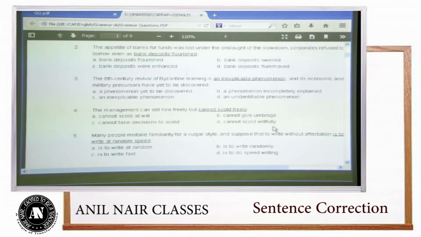B changes the meaning when it says incompletely. Inexplicable does not mean incompletely. In sentence correction, you need to take care that the sentence doesn't change the meaning when you make the required modifications. So B, because it changes the meaning, won't be the answer. D says unidentifiable, which again cannot be the case here because we are talking about the revival of learning. So obviously it has already been identified. So in this case, you need not change anything, because inexplicable was the right answer.